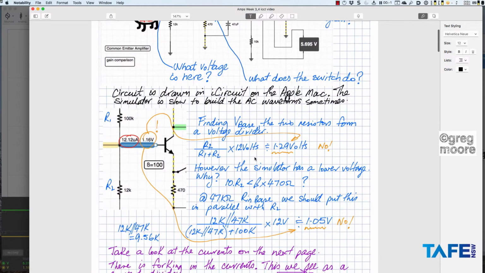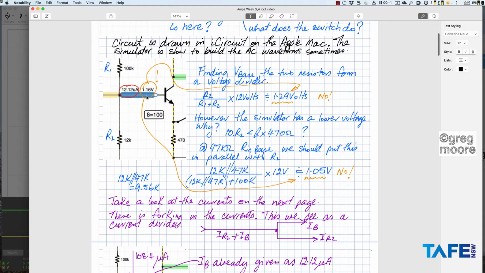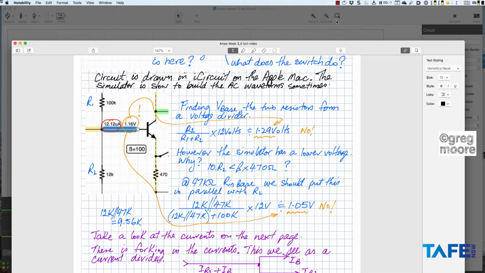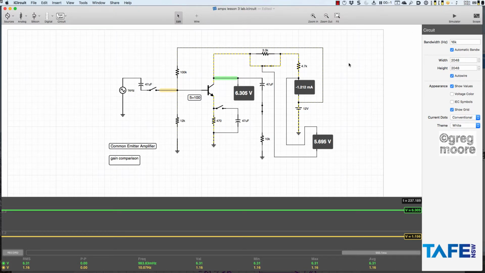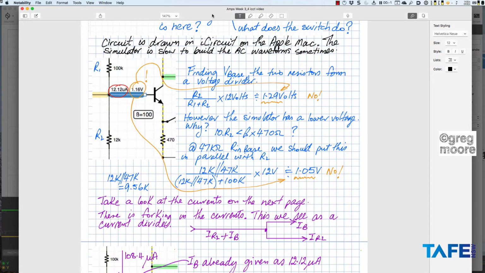So the circuit is drawn, as I said, in iCircuit on the Apple iMac. The simulator is slow to build the AC waveform sometimes, and that's probably an understatement, because with Camtasia running, even with an i7 processor, we might run into a little bit of trouble. So let's examine the base. In fact, while I'm not using that simulator, I might just pause it. That'll give me a little bit of headroom in the way of production.